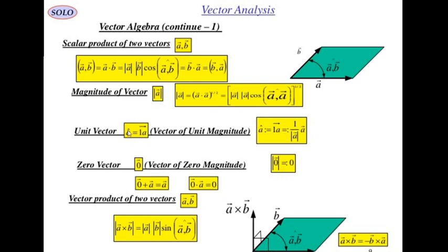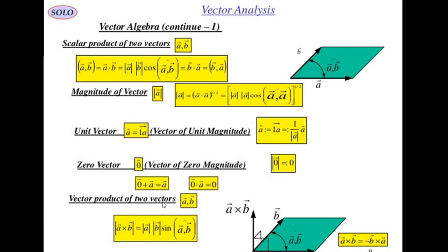A unit vector is shown by A cap, and its magnitude is always 1. For the zero vector, the magnitude is 0. So when you multiply the zero vector with any vector, the outcome becomes 0.